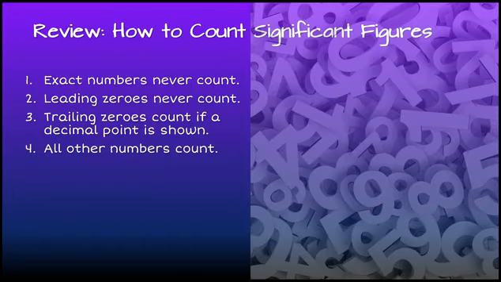Now, while this video focuses on keeping track of sig figs during calculations, we can't do this unless we understand how to count sig figs and how to identify number of places in a measured value. Here's a brief review of the rules. Exact numbers never count when they're part of any calculation. We just ignore them. When we're counting how many sig figs we have within a measured value, leading zeros never count. And trailing zeros only count if there's a decimal point shown. It's the zeros where most mistakes are made, so it's worth remembering these 2 points. And finally, all other numbers count.